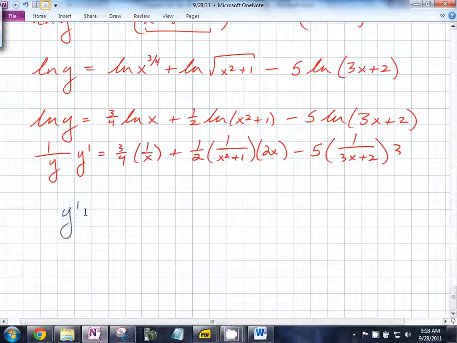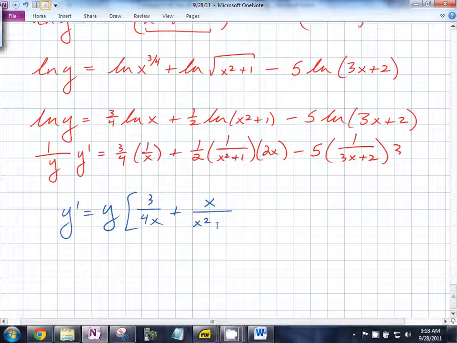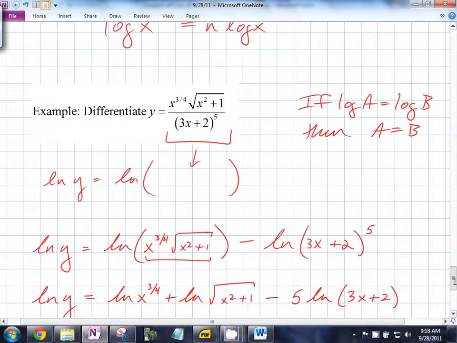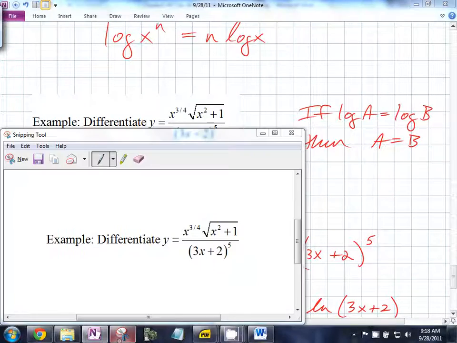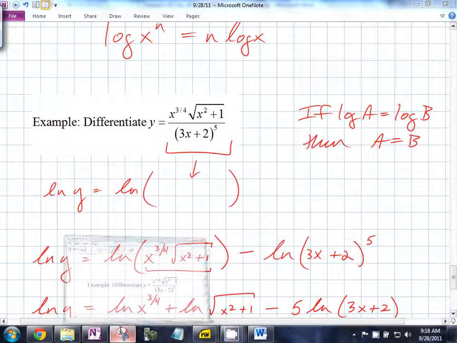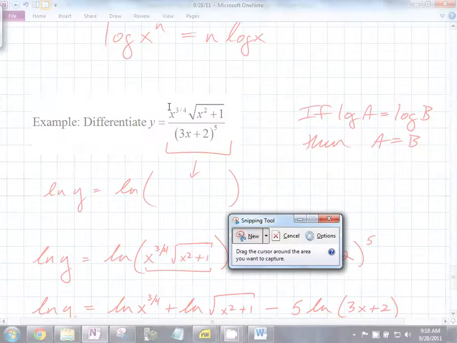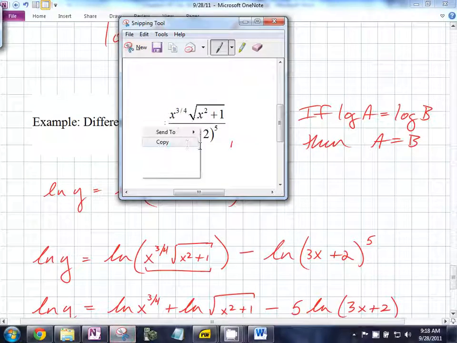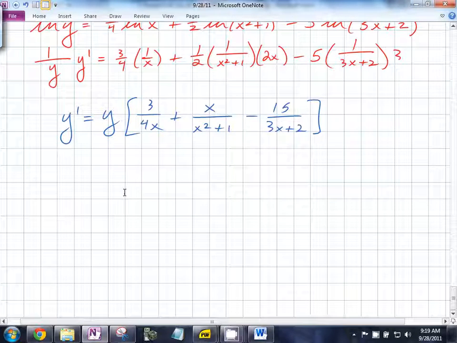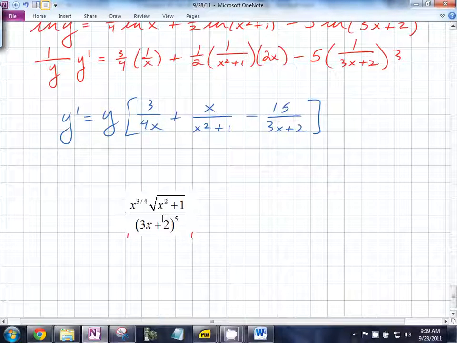Are we almost done? What does y equal? The original equation. Y is equal to this, right? Correct? So I'm going to take that and put it right here, move it right up here. That's y, right? And then you just take this, the same thing, times this. And there's y prime.